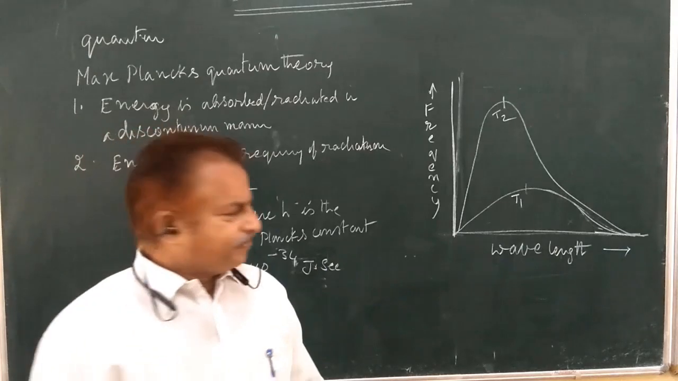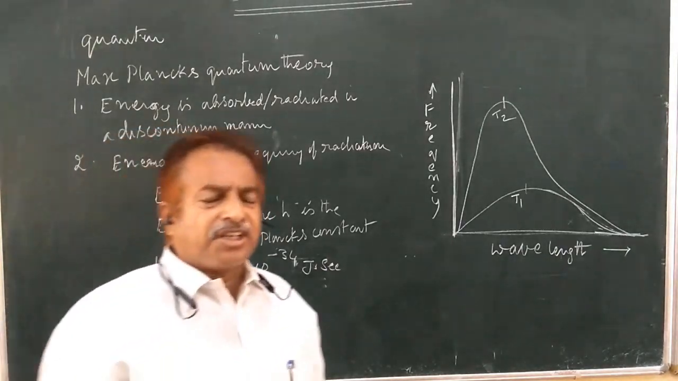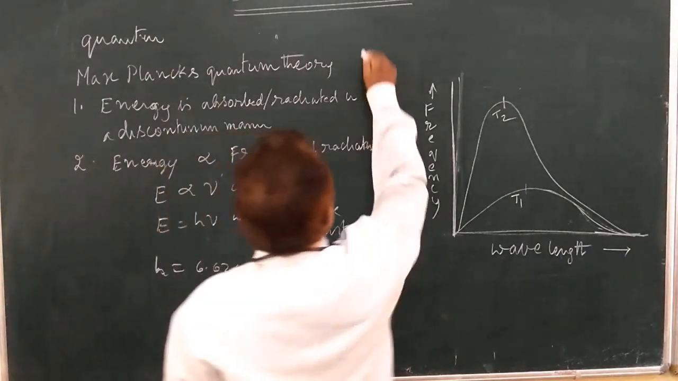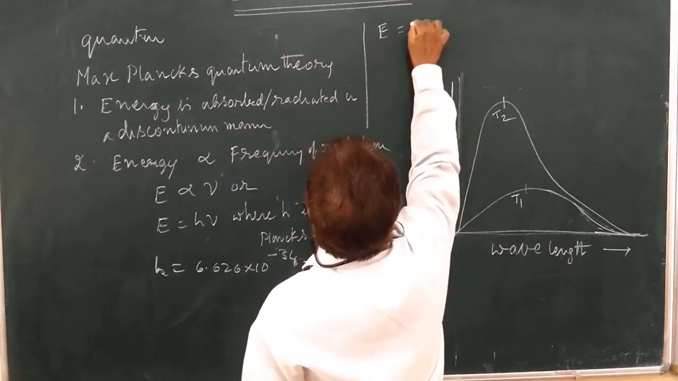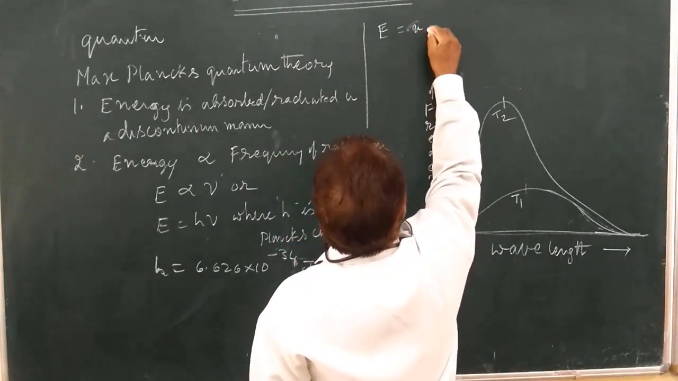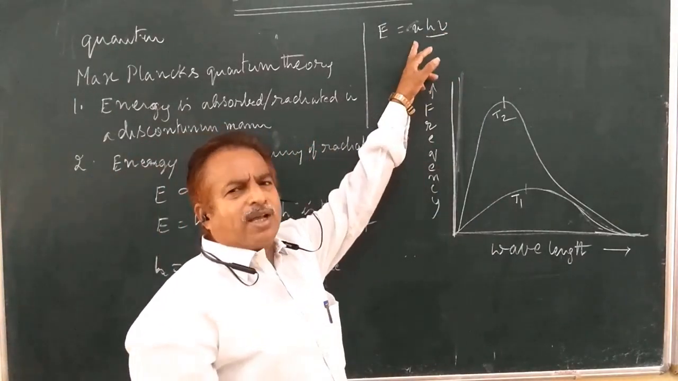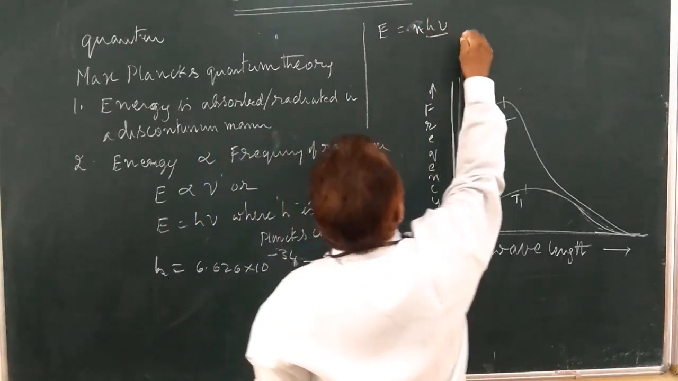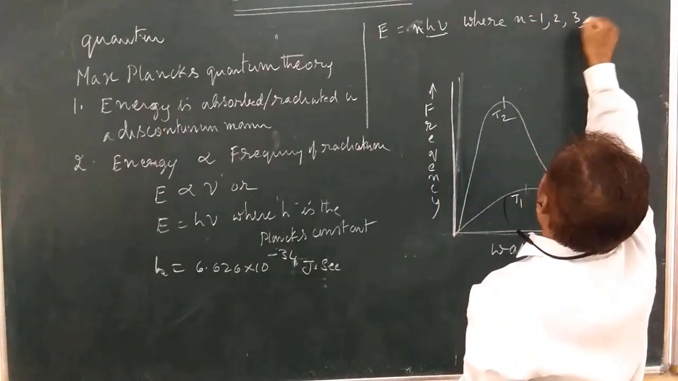A body can emit or absorb energy in integral multiples of a quantum. That is, the energy emitted or absorbed is equal to n h nu. h nu is nothing but one quantum, so a body can emit one quantum of energy, or two quanta, or three quanta, where n equals 1, 2, 3 and so on.